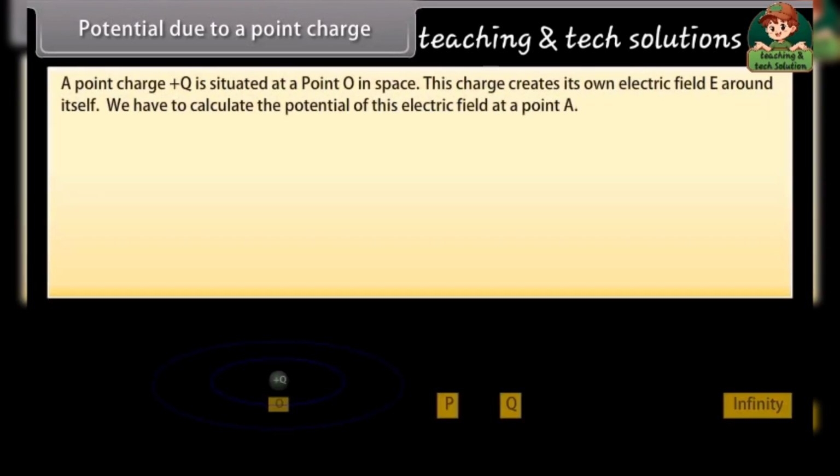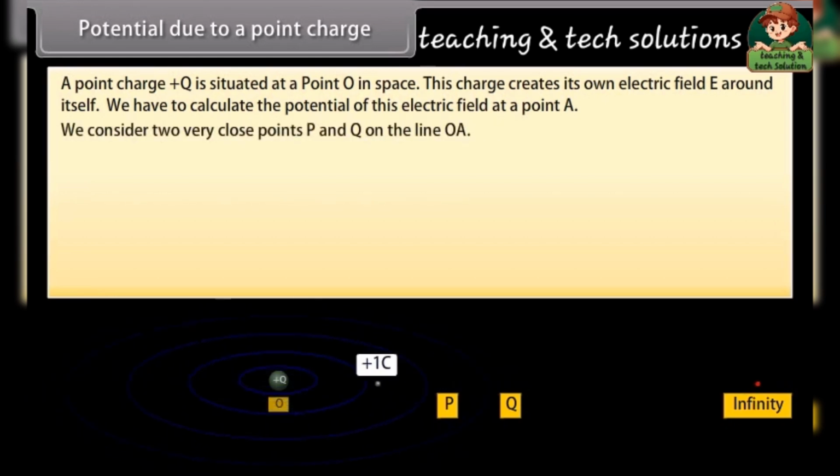Potential due to a point charge. A point charge +Q is situated at a point O in space. This charge creates its own electric field E around itself. We have to calculate the potential of this electric field at point A. We consider two very close points P and Q on the line OA.